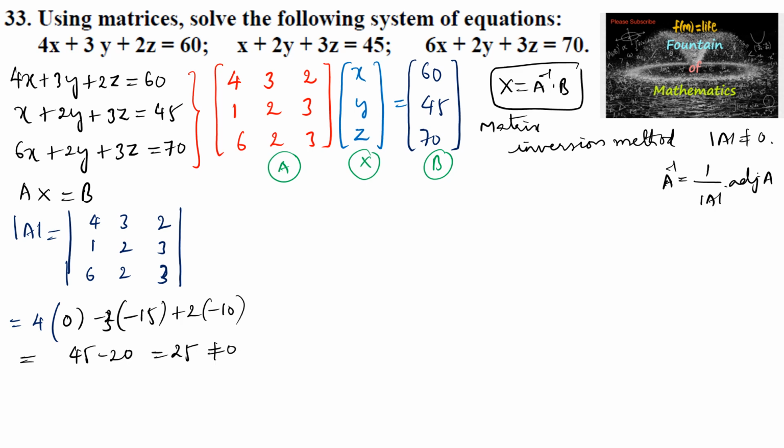So we can say A inverse exists. If A inverse exists, we need to find 1 by delta into adjoint of A. Since matrix inversion method is applicable, we can write. Now to find the adjoint, let us use the shortcut method to determine the adjoint. So consider from the coefficient matrix second row second column element, say from 2.